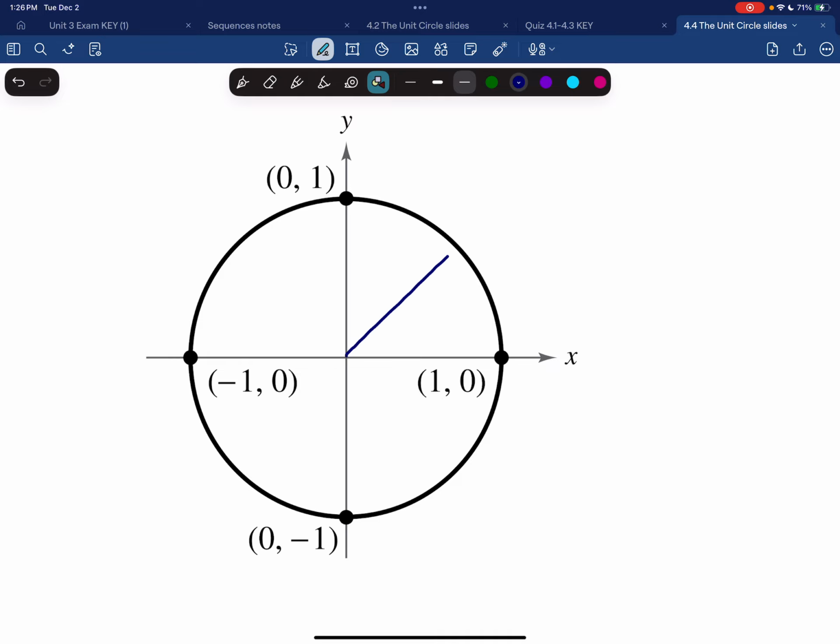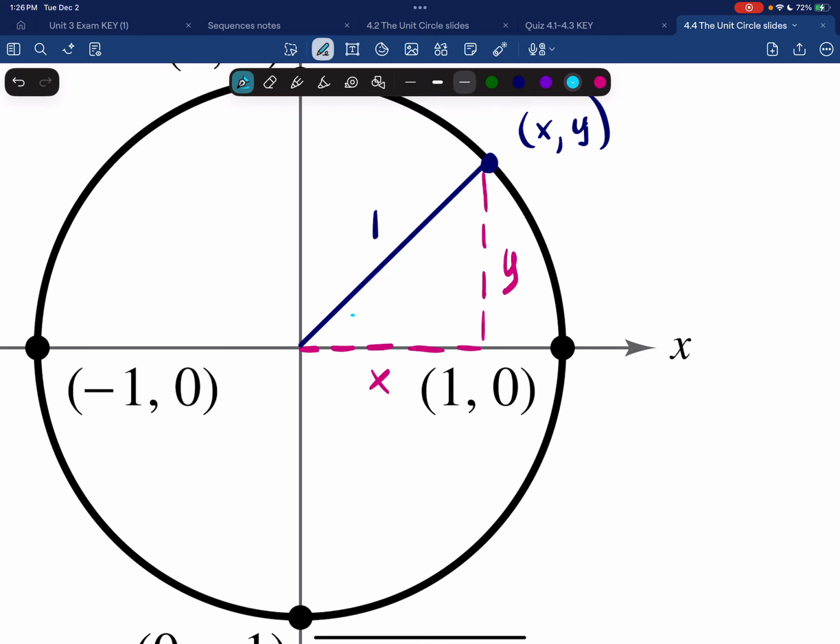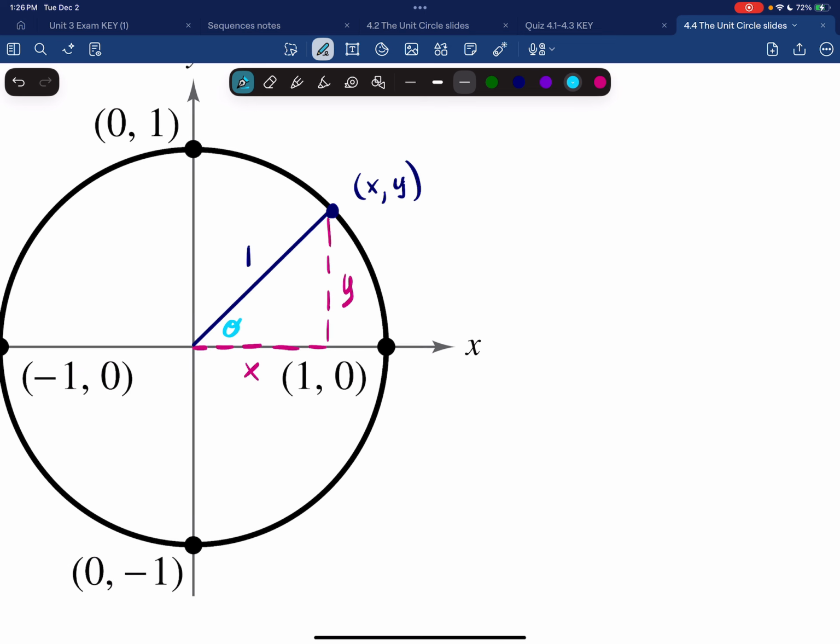So if I draw in a radius here, the value of that radius is 1. And I want you to think about this point that it hits the circle at, and that's some point x, y. Now, from the origin, I can make a triangle at that point by going over x units and up y units. And we're going to think of the acute angle between the x-axis and our radius. We're going to call that our angle theta, okay?